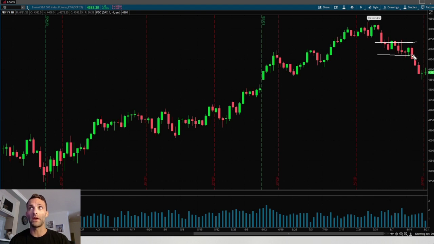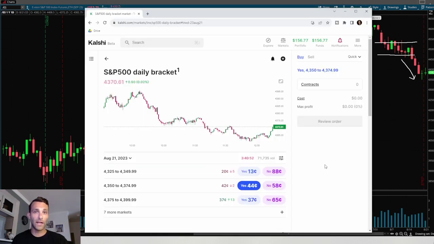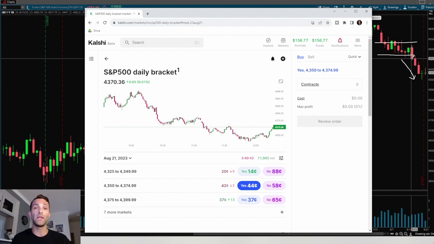That was a pretty big area of support. And then once it broke below that, look how aggressive this move was to the downside, and it happened pretty quickly. So now to structure the actual trade, going on the back end of Kalshi, the S&P 500 daily bracket, we know that that level was right around that 44.50. And if it loses that support, which it did, we believe that there is a likely probability it's going to go down, have that breakdown, the bearish move.